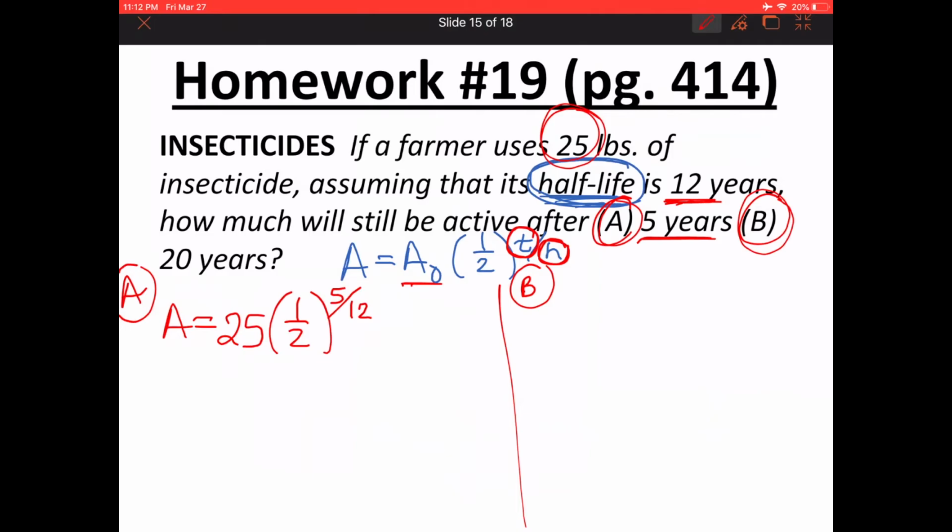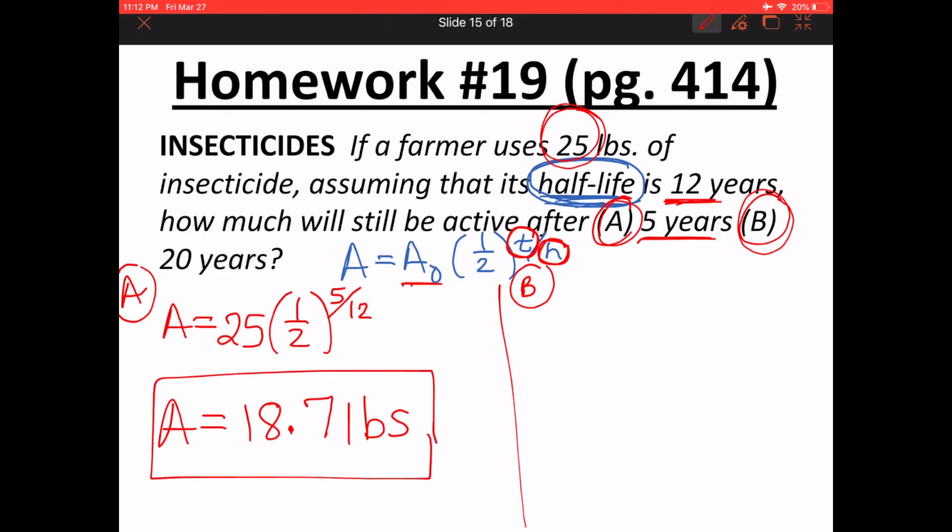And so when I put that into the calculator, 25 times 1/2 to the power of 5 over 12, I end up with A equals 18.7 pounds. And again, this makes sense because I am decaying. So if I start with 25 pounds, after 5 years, I still have 18.7 pounds.